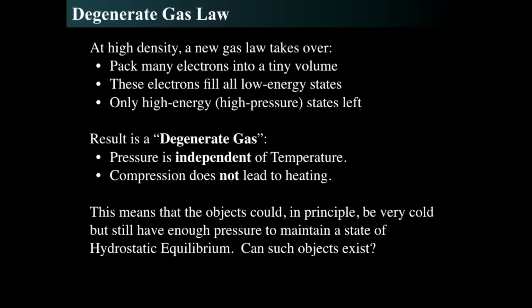However, in a white dwarf, all bets are off. We have a new type of gas law called the degenerate gas law. So at high density, this new gas law takes over because now we pack things in. We've said this is a very high density thing. So you pack everything into a really small volume. Everything is at these what we call low energy states, and only the high energy states are left, which is, what do you mean by that? And the result is what we call a degenerate gas.